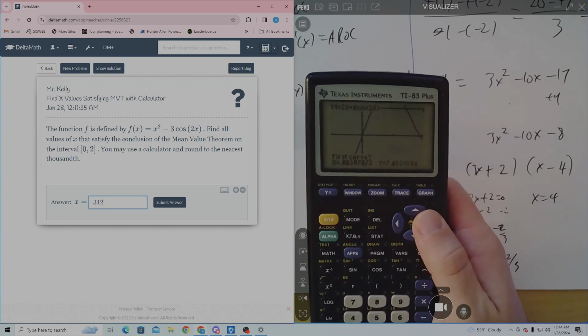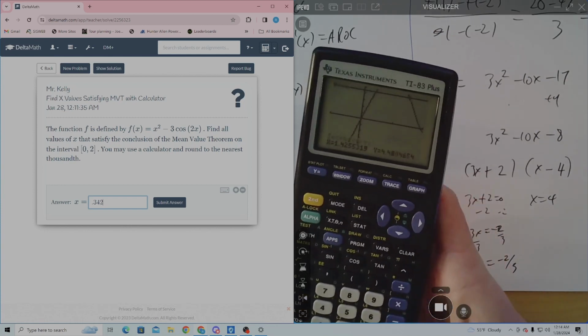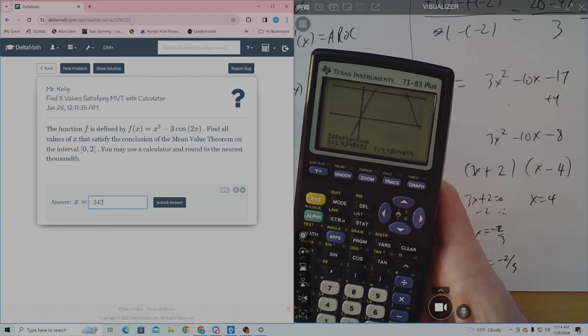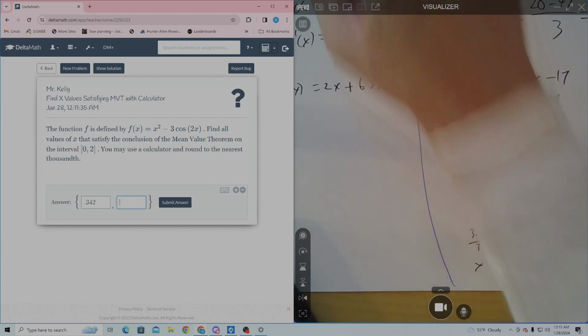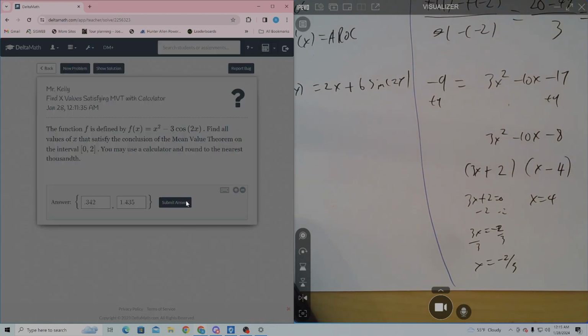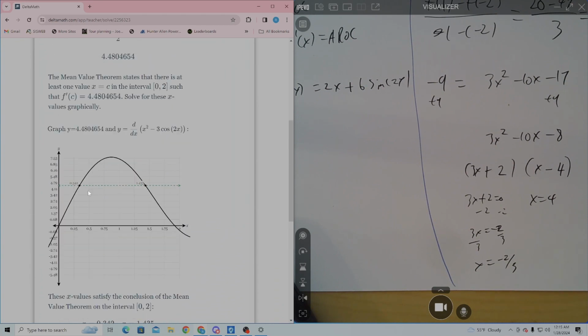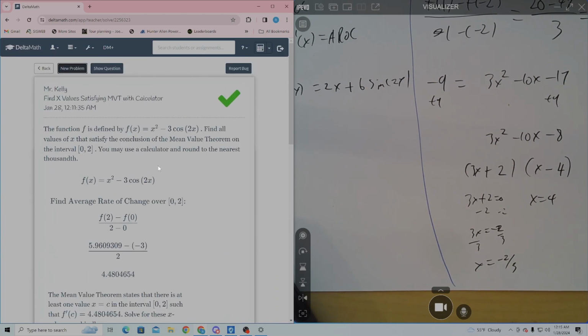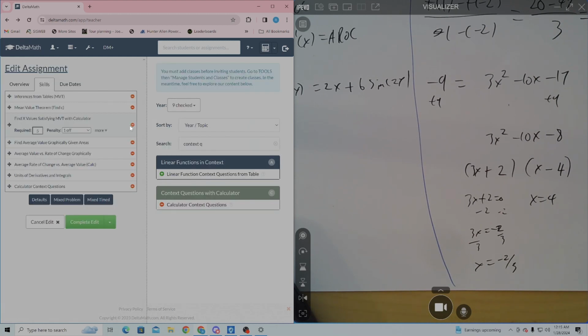I think there's an easier way to do this than what I'm doing, but you know. Okay, there we go. 1.435. So we're going to add an answer here, 1.435. Submit that. Okay, that's exactly what I did, just what it says here. They're pretty straightforward. Just keep doing that, practice that, get good with the calculator.